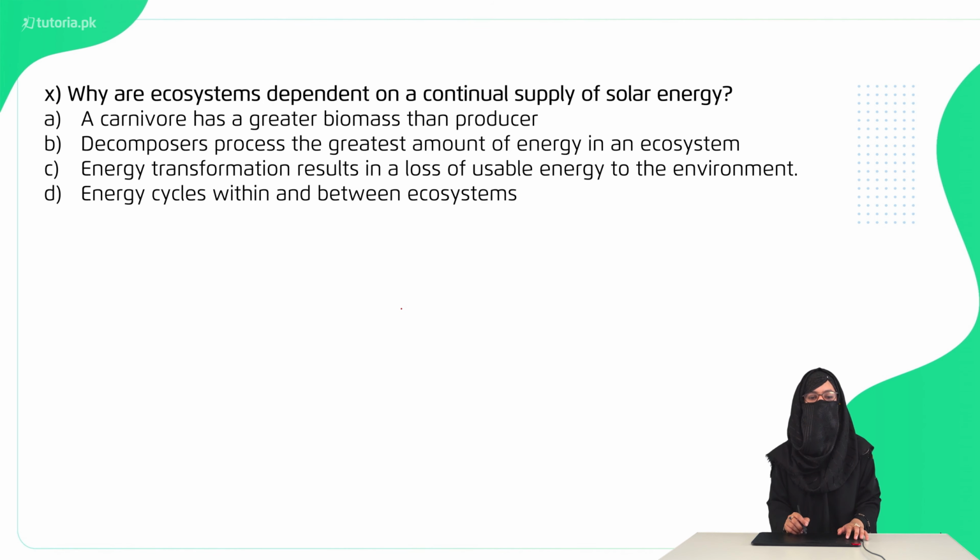Question 10: why are ecosystems dependent on a continuous supply of solar energy? Option A, carnivores have greater biomass than producers. Option B, decomposers produce the greatest amount of energy in an ecosystem. Option C, energy transformation results in the loss of energy into the environment. Option D, energy cycles within and between ecosystems. The right option is option C, energy transformation.